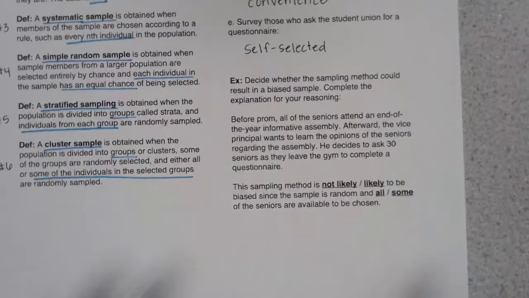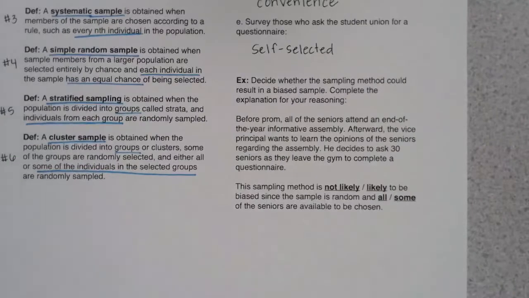In the next example, it says to decide whether the sampling method could result in bias and to complete the explanation for your reasoning. Before prom, all of the seniors attend an end-of-the-year informative assembly. Afterward, the vice principal wants to learn the opinions of the seniors regarding the assembly. He decides to ask 30 seniors as they leave the gym to complete a questionnaire.